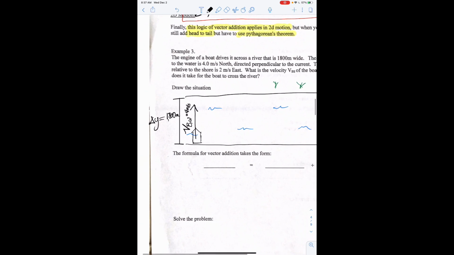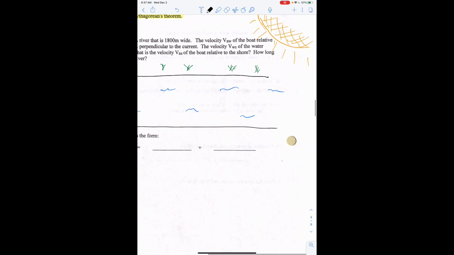All right, so we're calling north this direction, and we're going to refer to that as the positive direction. And therefore, east is going to be this way, which is the direction the river is going to be moving, and we'll refer to that as the positive x direction. So the positive y direction is north, the positive x direction is east.